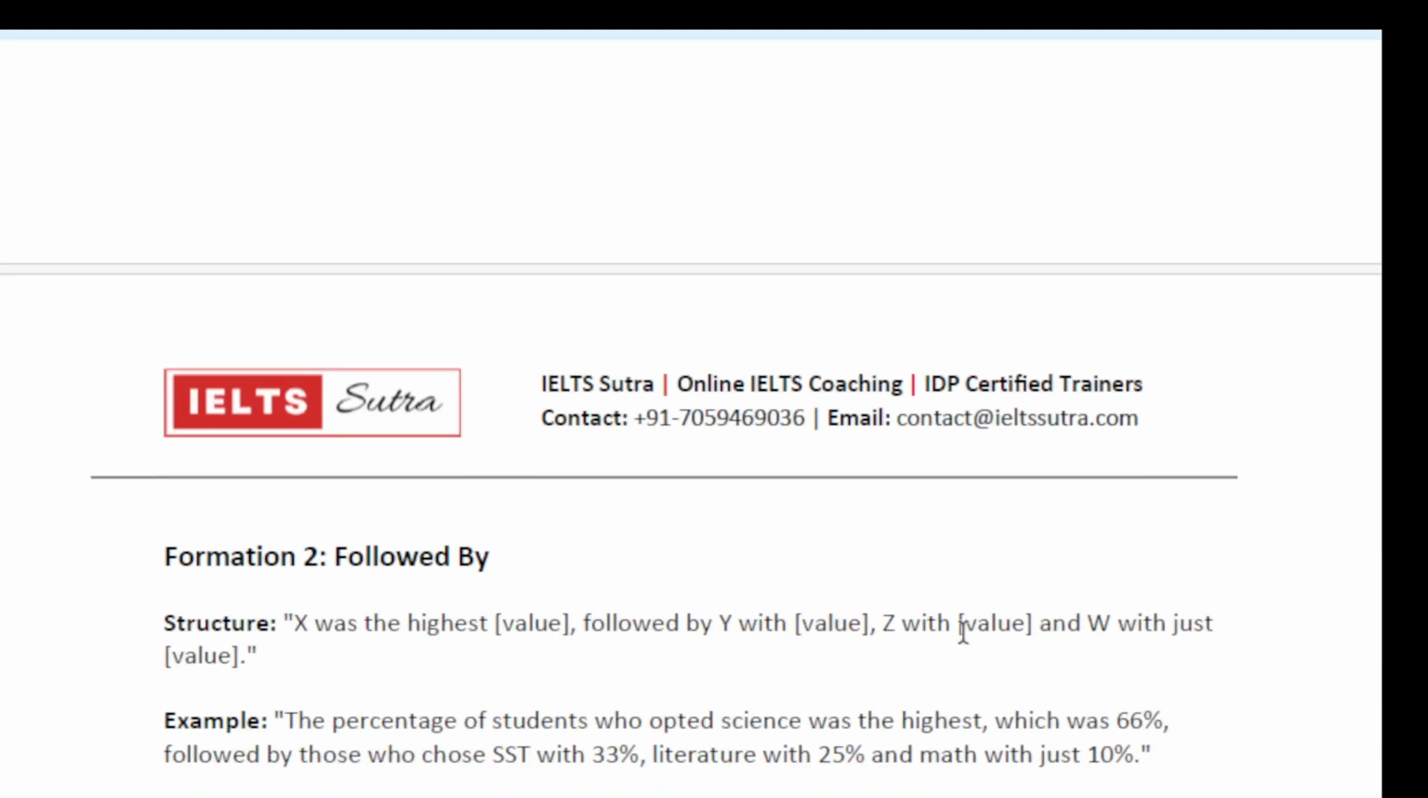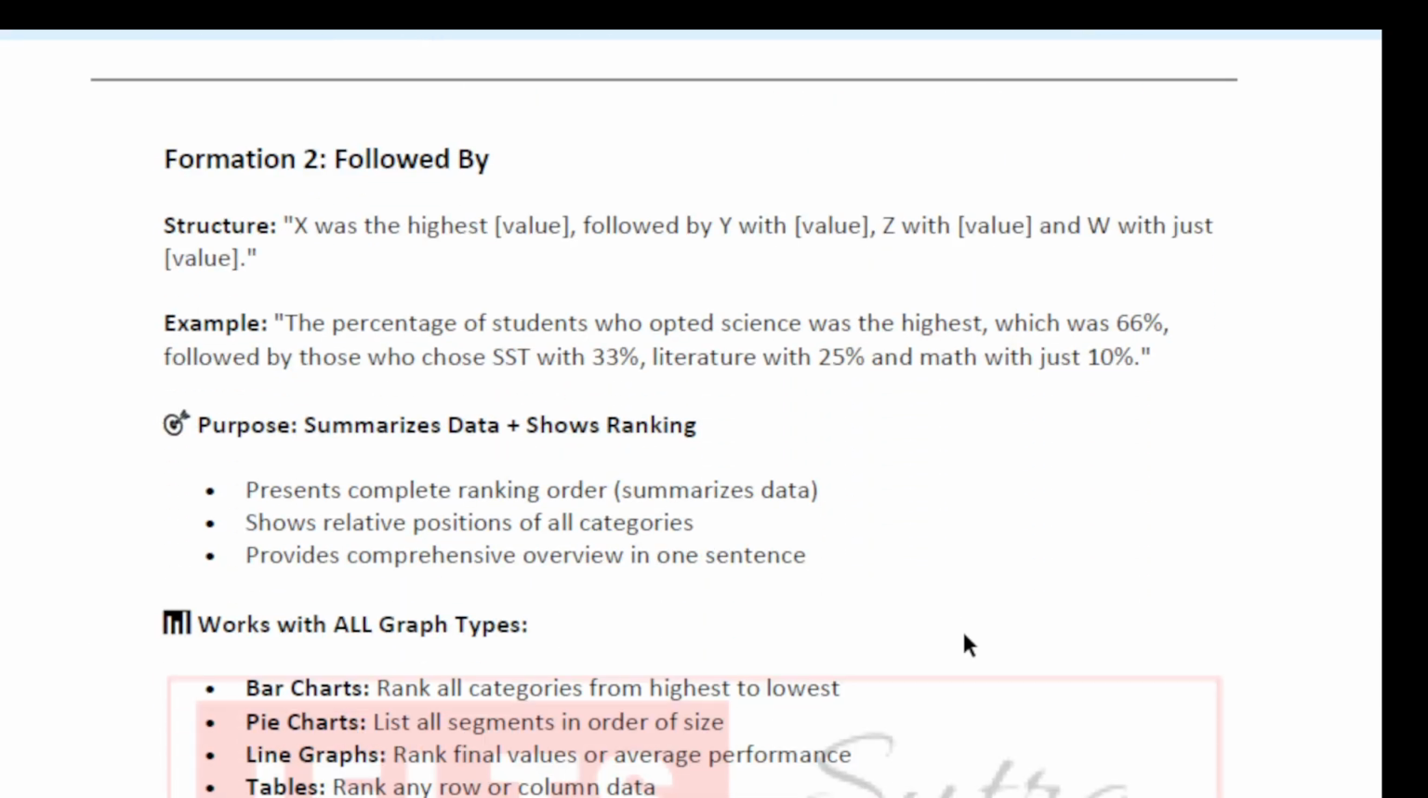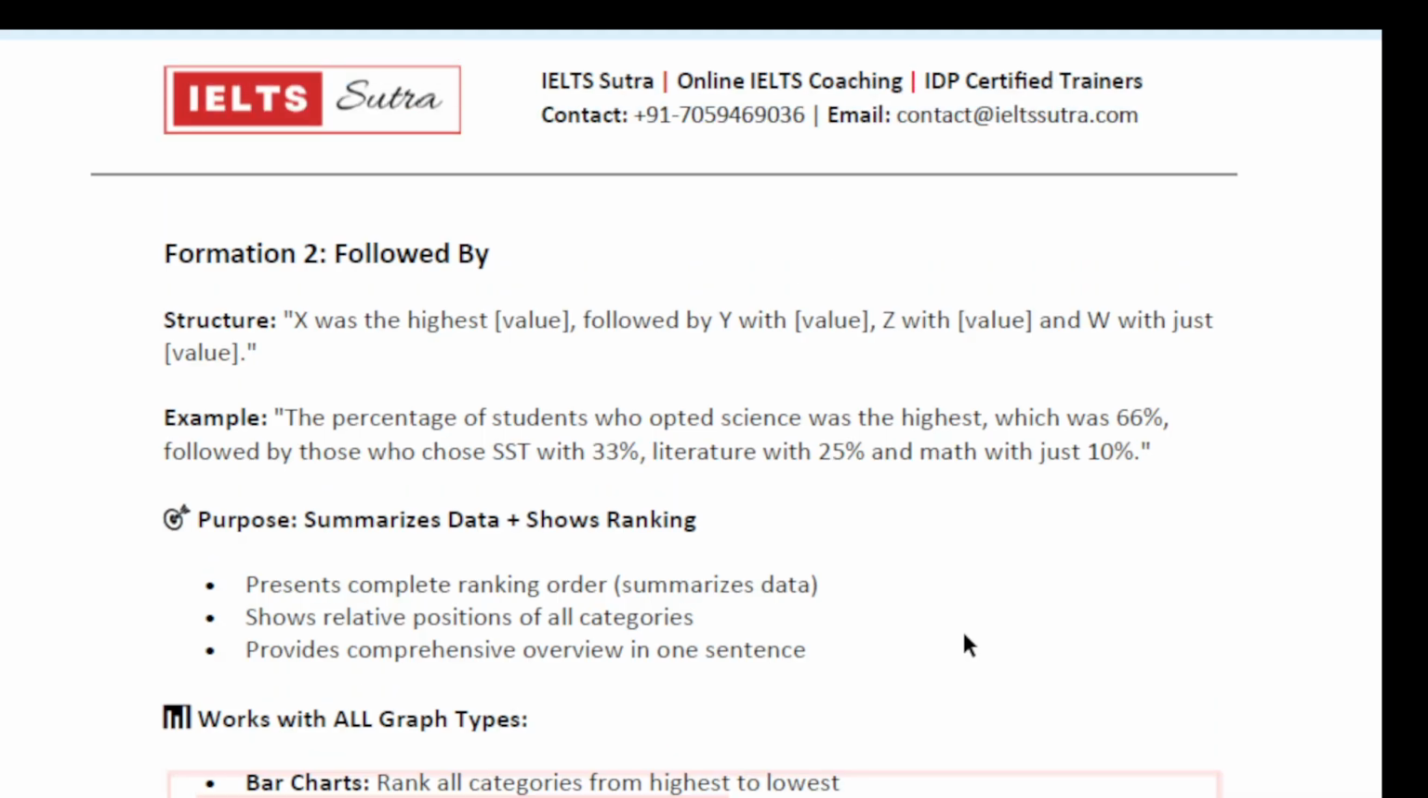And let's move ahead. Let's go to the next formation, that is called the followed by formation. Now, when we talk about the followed by formation, I generally use either highest lowest formation or followed by formation to start my report writing. Whenever I'm writing body paragraph 1, the first sentence that I write is either the highest lowest formation or the followed by formation. Now, how to choose between these two?